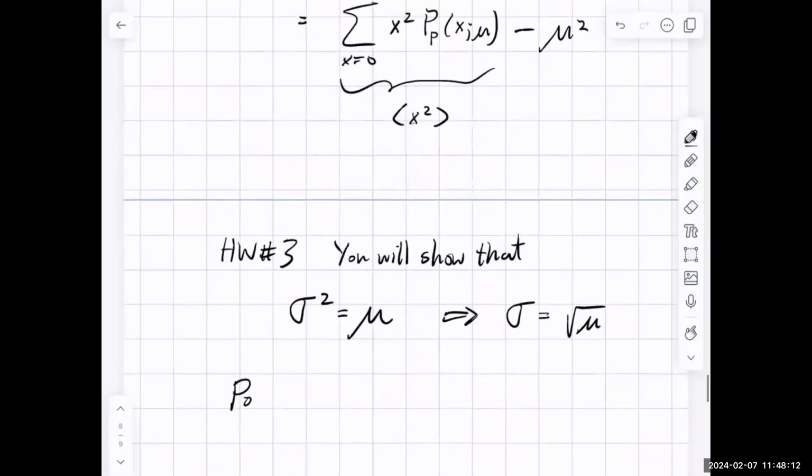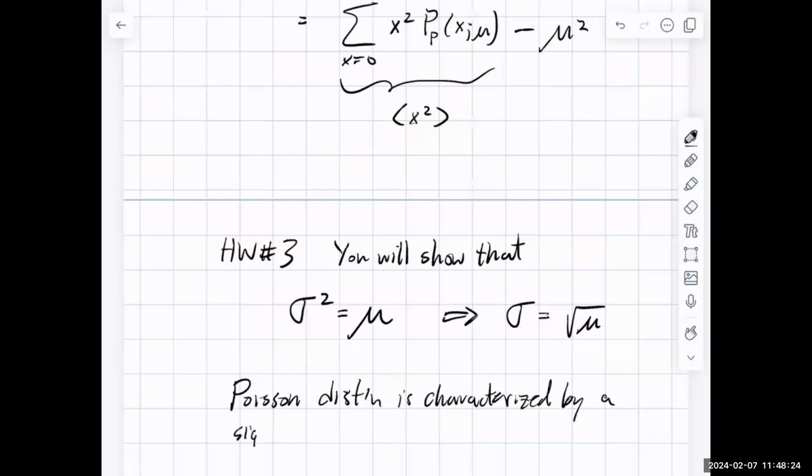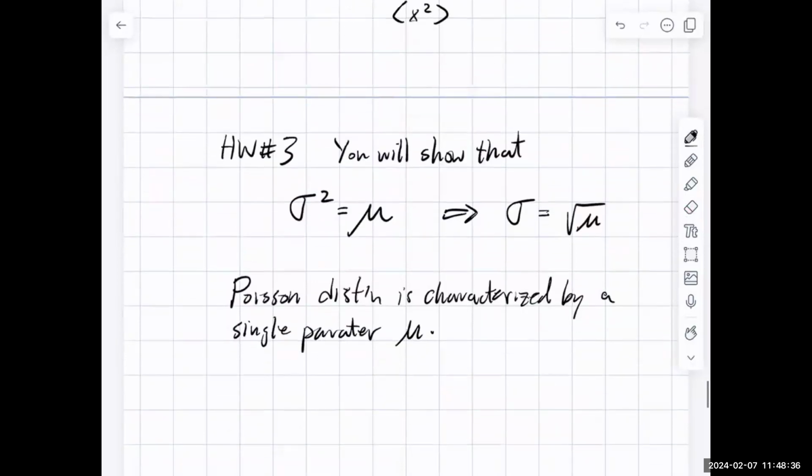So the Poisson distribution is characterized by a single parameter, mu. So the mean is just mu, and the standard deviation is the square root of mu.